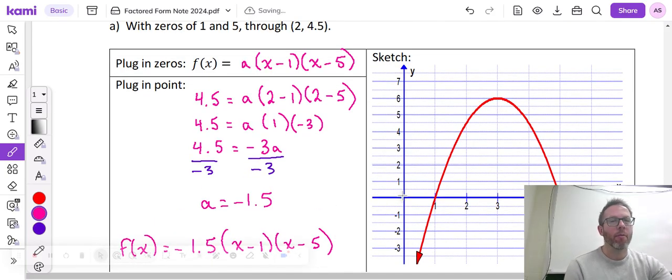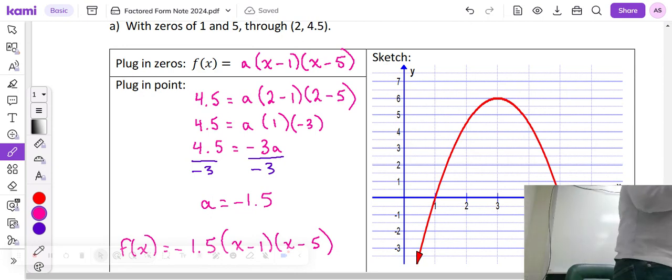So similar to what you guys did with vertex form. You take what you know, you plug it in, and to find the one thing you don't know, you use a point that was given. And then I've given you guys the graph, and you can just convince yourself it works. The zeros are 1 and 5, and the step pattern of over 1 down 1.5, it fits, right? You guys all convinced? All right.